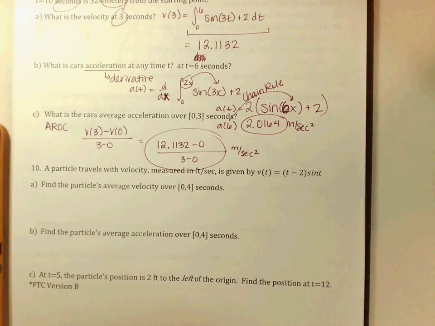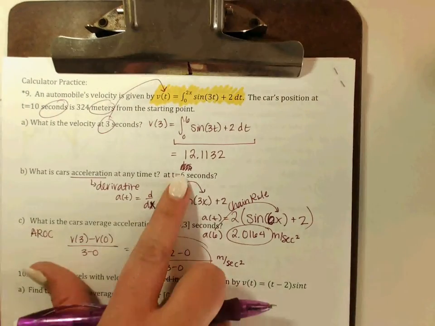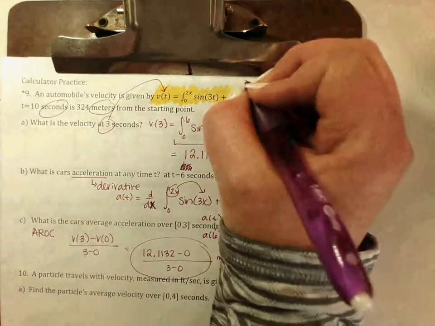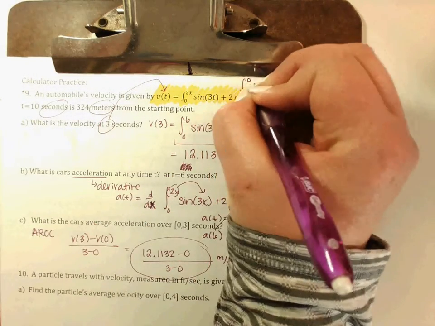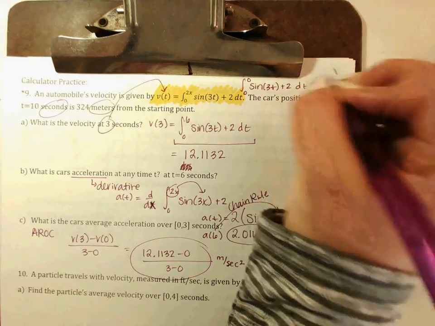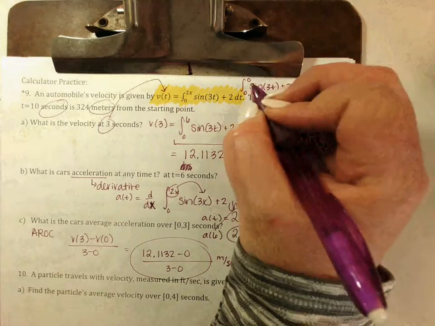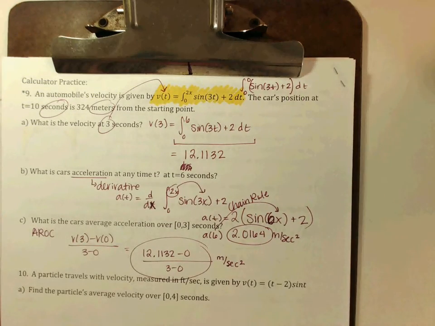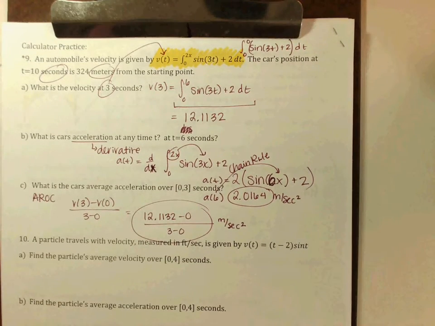So why is it 0 if you get a plus 2? Because remember, the plus 2 is inside the integral. So if I do the integral from 0 to 0 of sine 3t plus 2, do you see what I'm saying? That 2 is inside the integral. So that's why it ends up zeroing out.